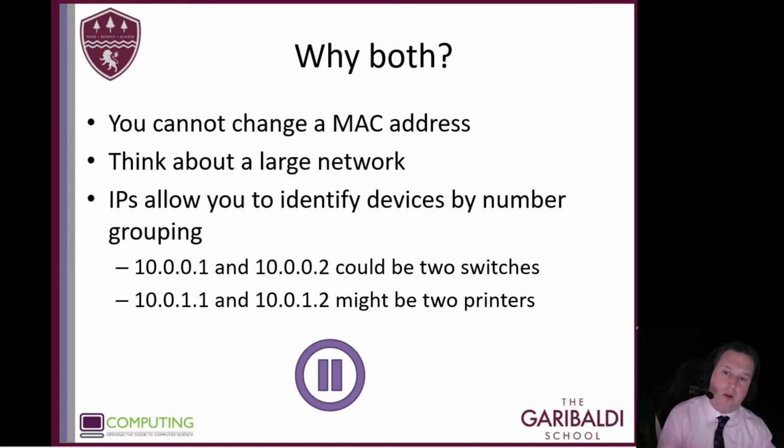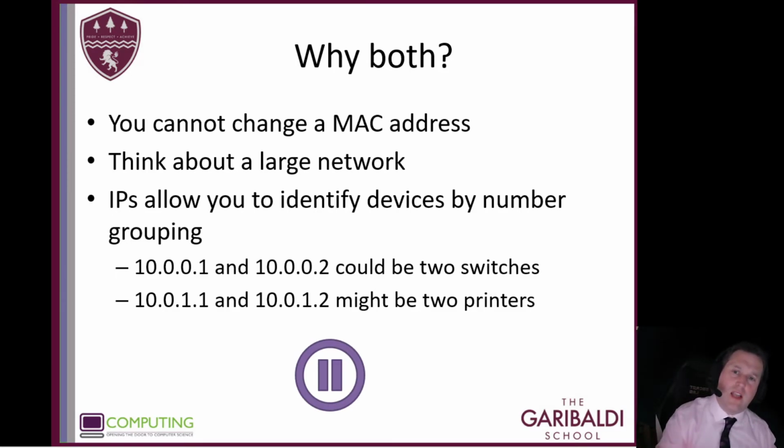And the same might go for if I use 10.0.1.1 and then 10.0.1.2. They might be the printers on the network. And you see how using this naming policy could help me identify devices at a glance from an administrational view or a maintenance view across the network. Now, if you use a MAC address, you've got no control over that, and they're going to be completely unique, and they could be completely different. So there's no way of grouping those together.